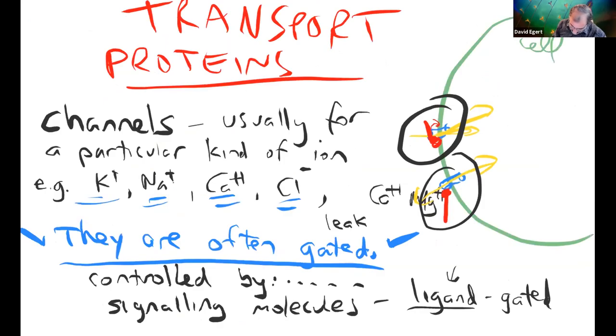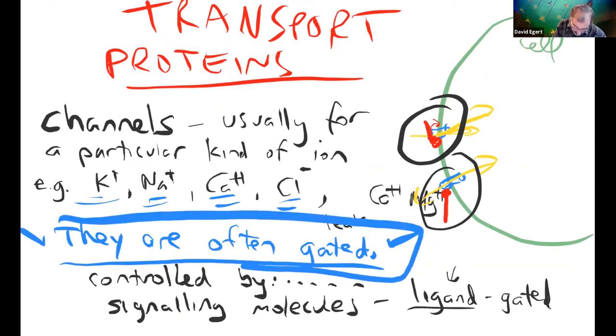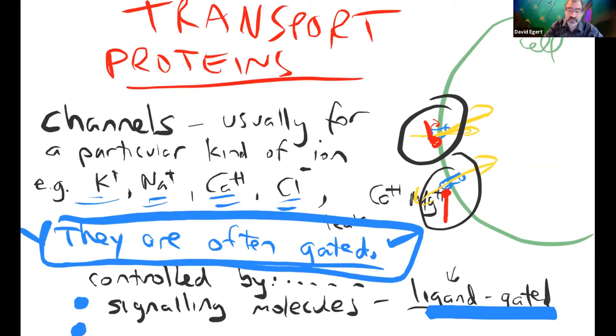All right, so back to, as we said, often they are gated and they can be controlled by signaling molecules, which we're going to call ligand gated. What's another thing that can control whether or not a channel opens or closes? Okay, I'll help you out.